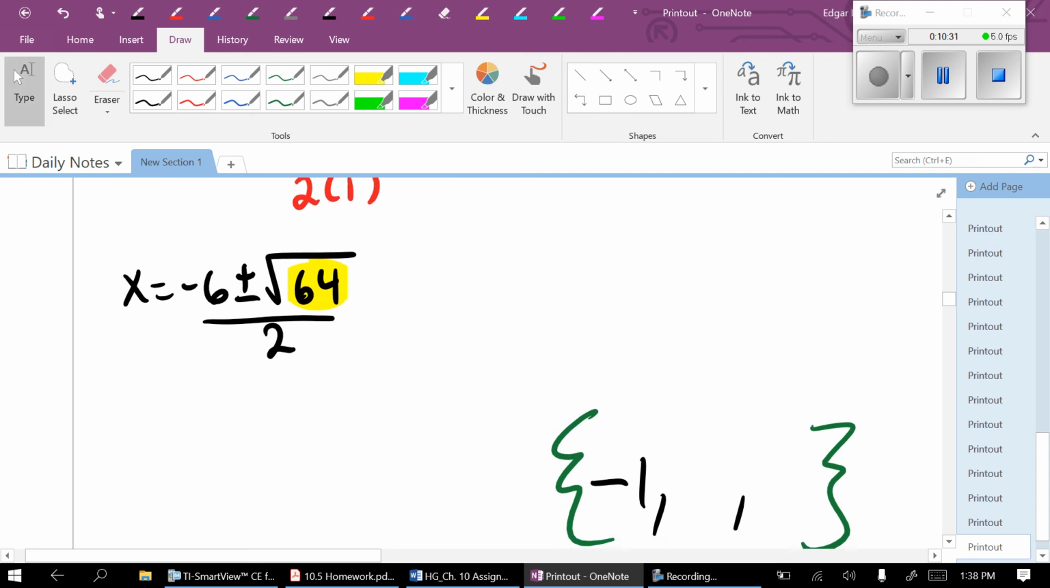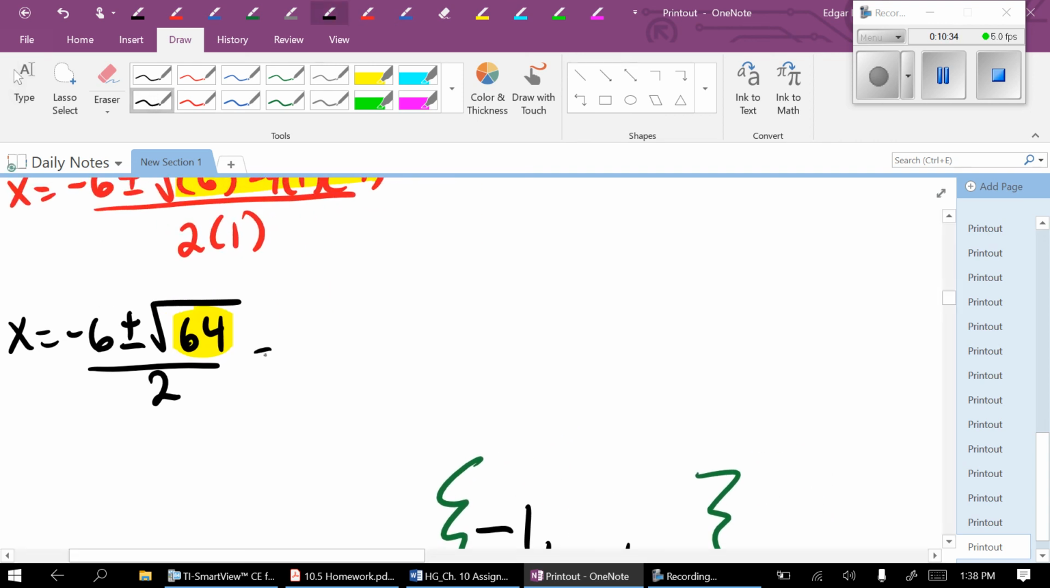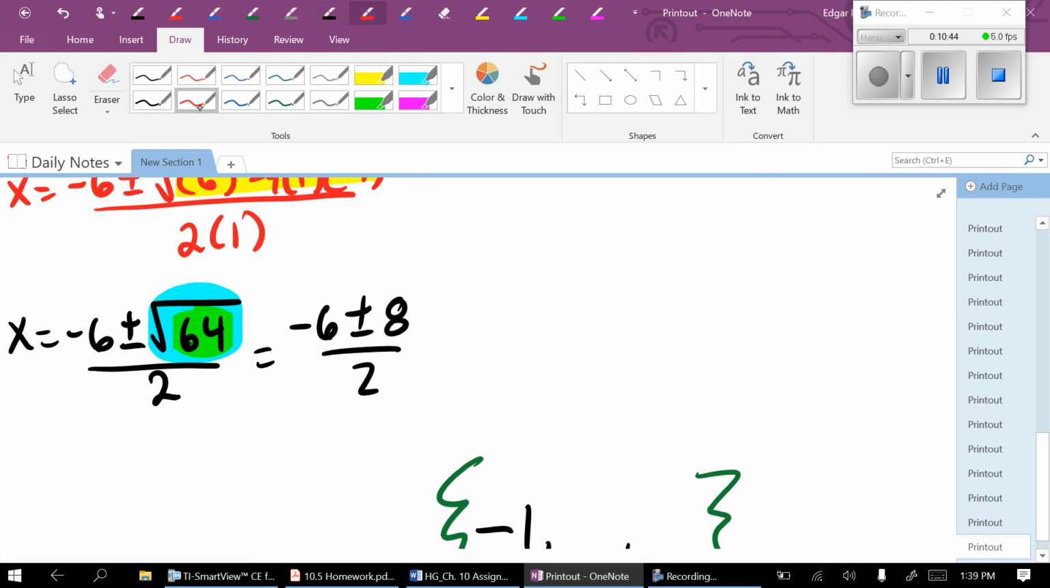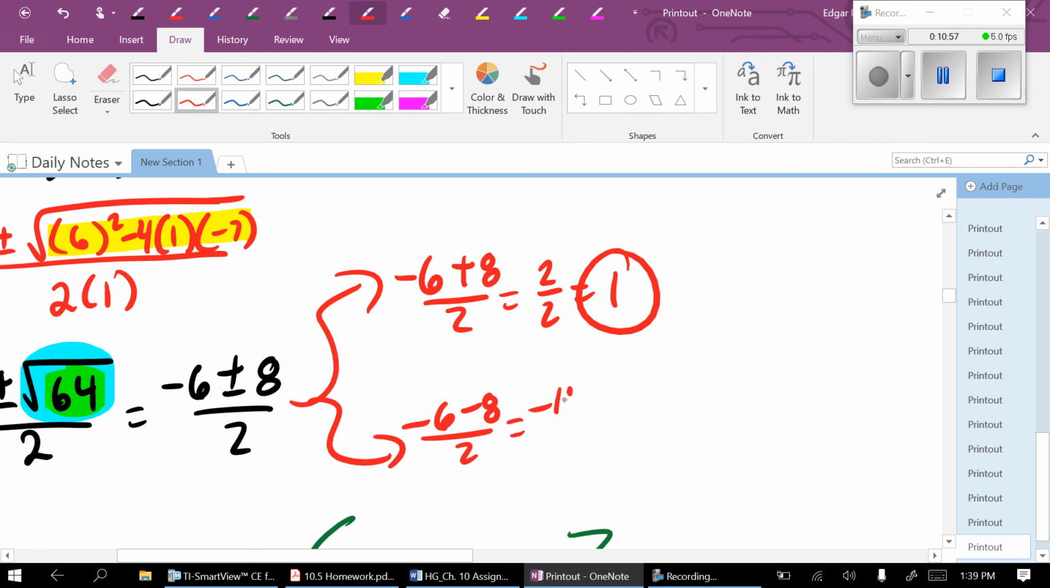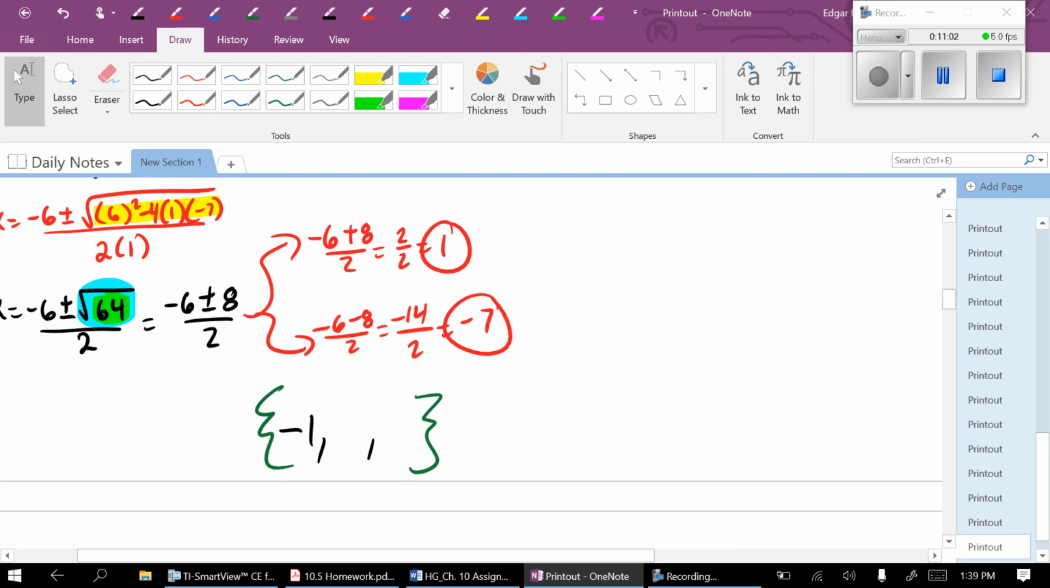Well, actually, I can figure this out because the square root of 64 is actually just 8. So this is really negative 6 plus or minus 8 over 2. So now all I got to do is do my two cases. Either negative 6 plus 8 divided by 2, or negative 6 minus 8 divided by 2. So this is going to give me 2 over 2, or just 1. Here I get negative 14 over 2, which is negative 7. And hey, look at that. Those are the two solutions, or the two zeros, that I was missing here.